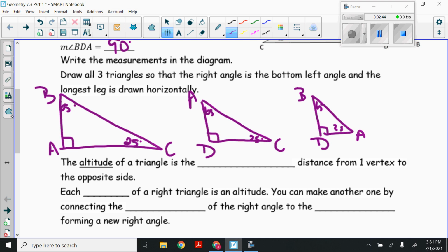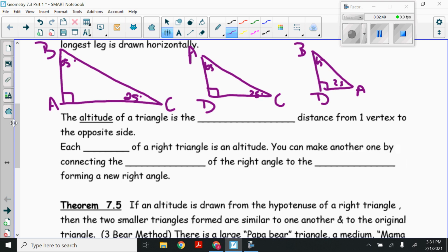Okay? It says the altitude, remember yesterday we talked about altitude when we were looking at the height, so now we're going to get our official definition of altitude. The altitude of a triangle is the perpendicular distance, so perpendicular, and remember perpendicular means forms a right angle. So it's the perpendicular distance from one vertex to the opposite side. Each leg of a right triangle is an altitude.